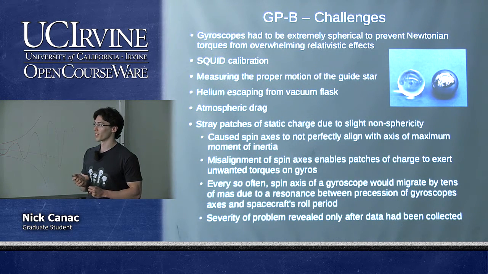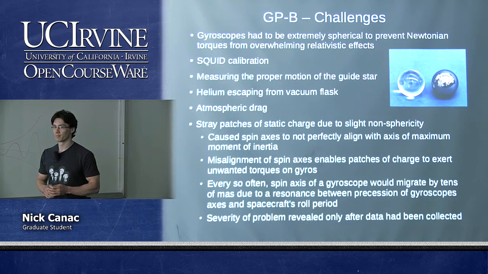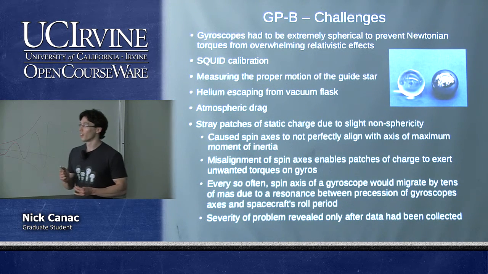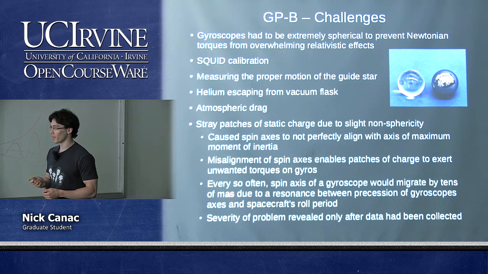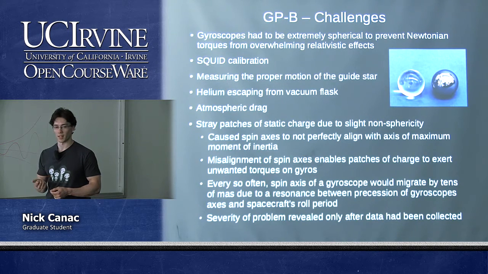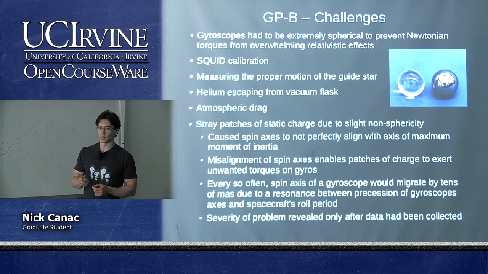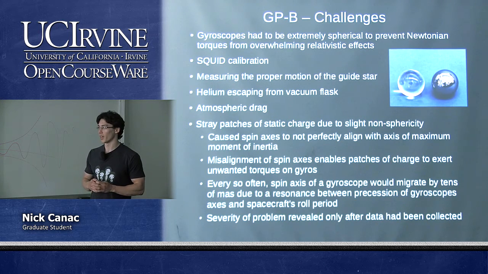The biggest problem that they encountered, which they sort of anticipated, but they didn't correctly anticipate how much it would affect things, was that because the gyroscopes were not perfectly spherical, they got patches of charge, which caused the spin axes to not be perfectly aligned with the moment of inertia axis. And that misalignment caused there to be unwanted torques. And another thing, which I think was completely unexpected, was that every so often they noticed that the spin would migrate by tens of arc seconds over the course of a day.